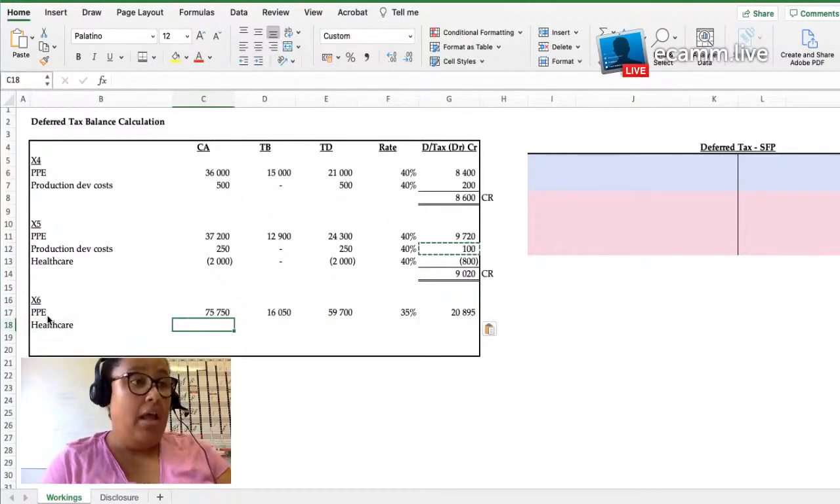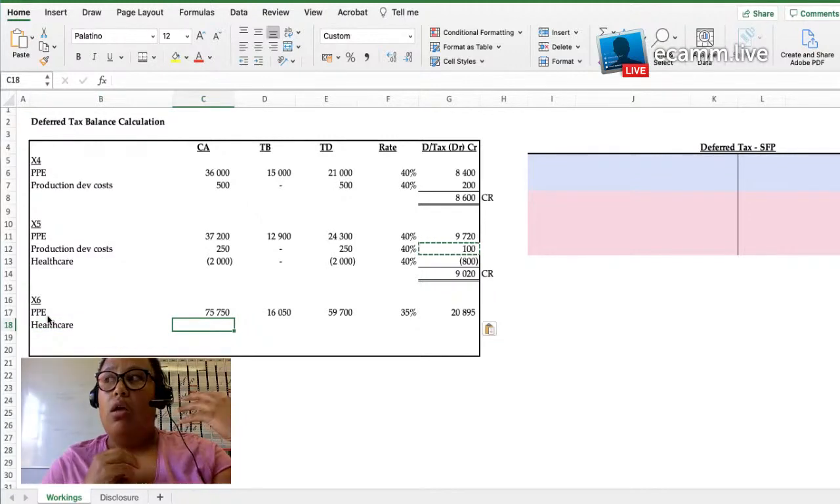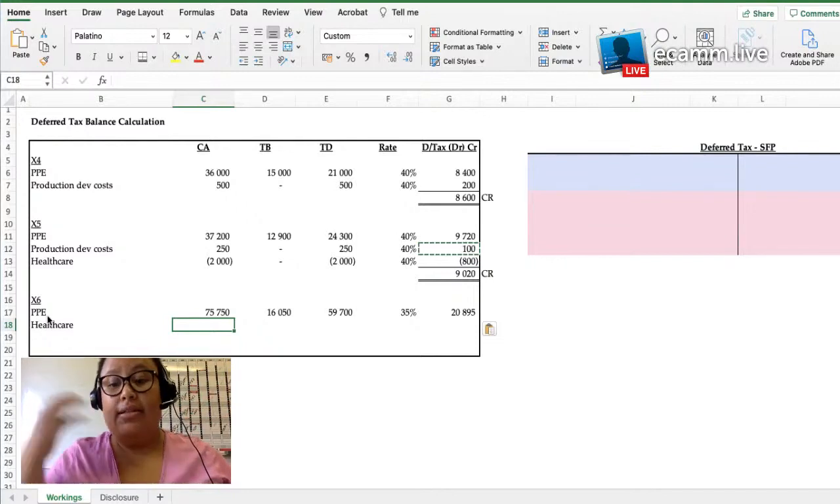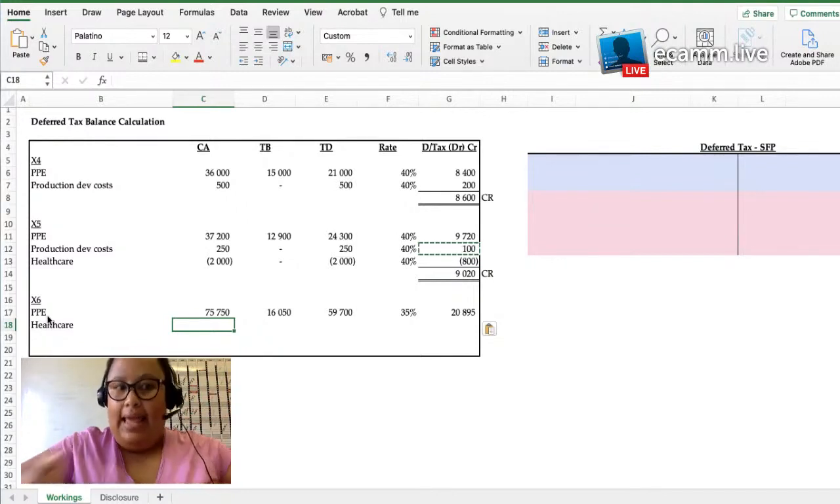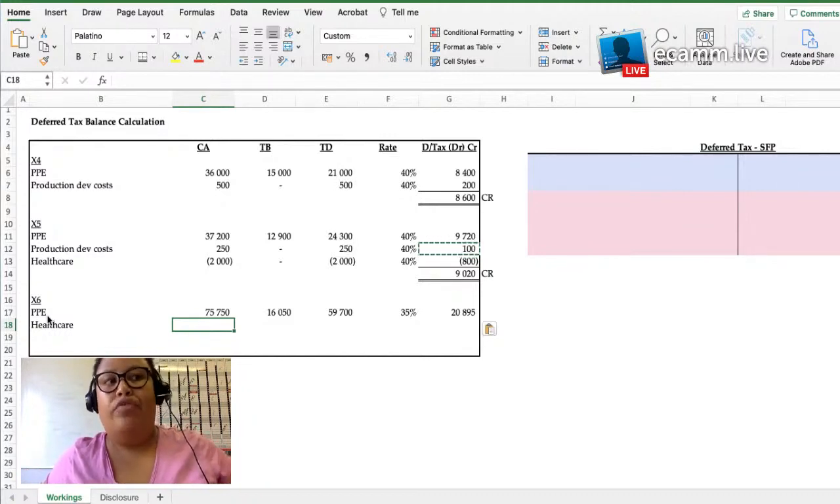For the healthcare, the carrying amount of my healthcare liability now is 3,000. So last year it was 2,000. This year it's 3,000, which means that in X6 we must have recognized an expense of 1,000 because we would have debited the expense, credited the liability.